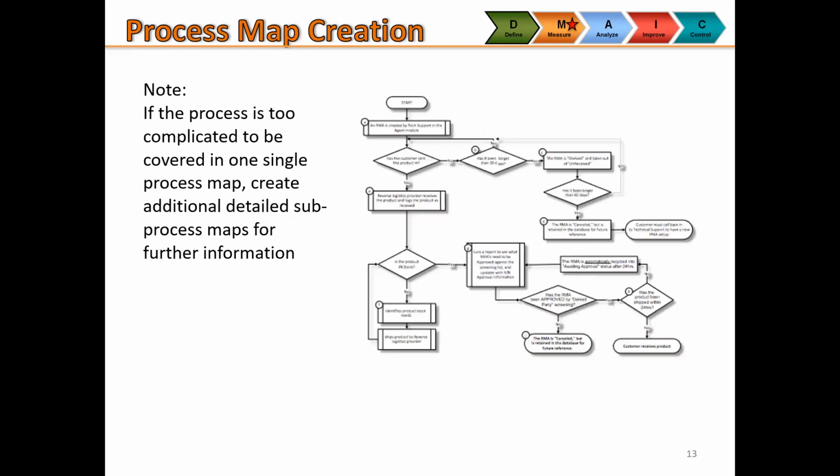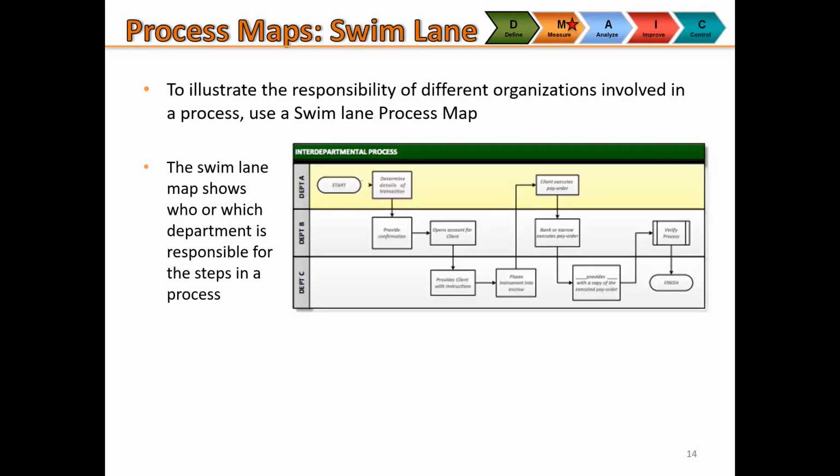And this is kind of an example of one. This is a lot of traffic, kind of like a spaghetti diagram. But if it's too complicated to be covered in one map, then you can break it into multiple maps, God forbid. The swim lane, I think this is an option for the homework. This is the one I usually like to use.